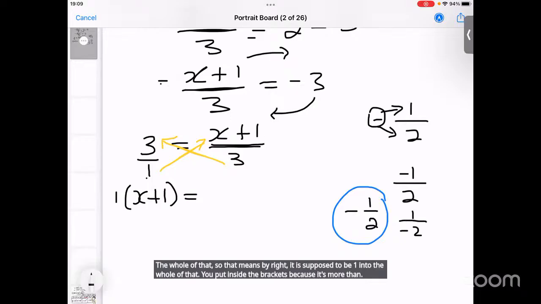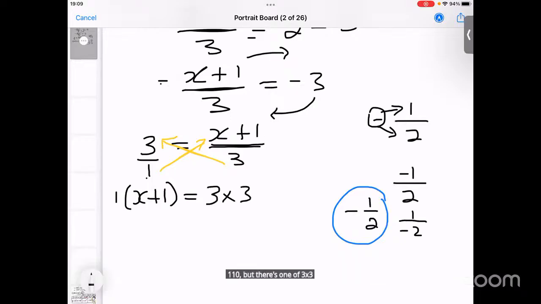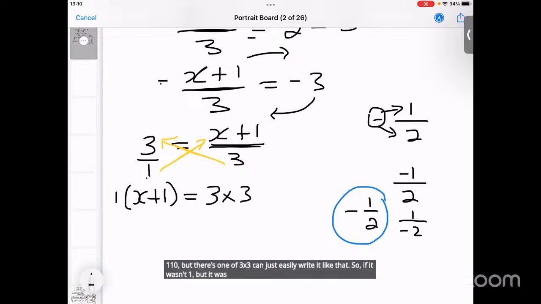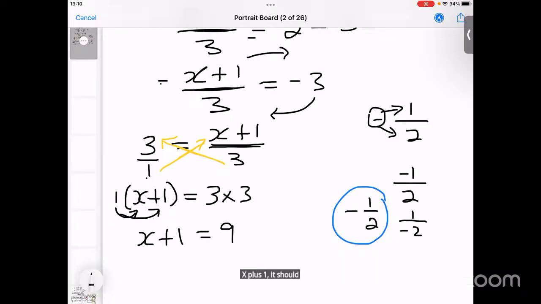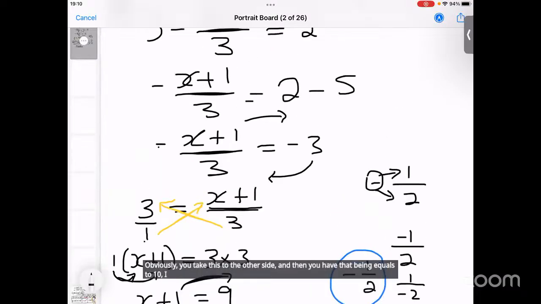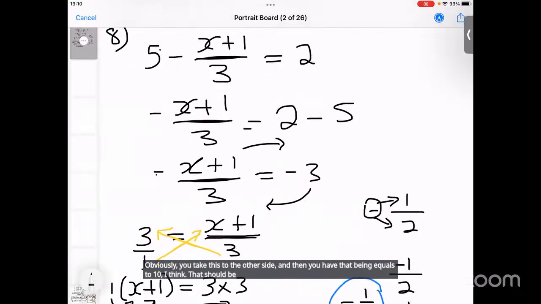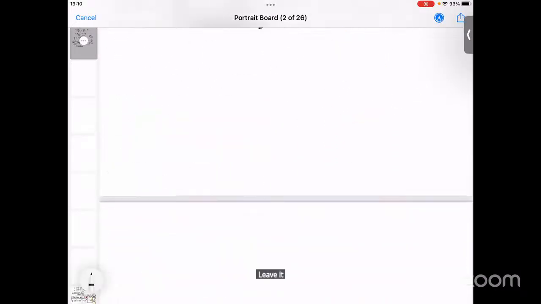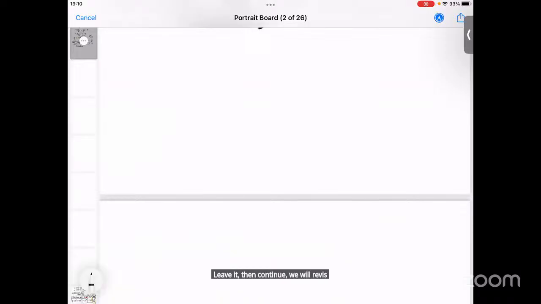But this one of 3 by 3, you can just easily write it like that. So if it wasn't 1, but it was a different number or a letter, it would therefore be that by that, where you end up being x plus 1. It should definitely be equal to that. Obviously, you take this to the other side, and then you have that being equals to 10. I think that should be the end of it. Maybe let me just leave it there and continue. We will revisit that in case I made a mistake.